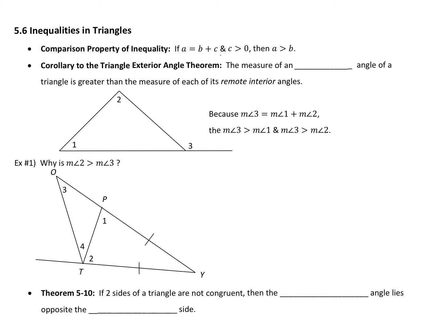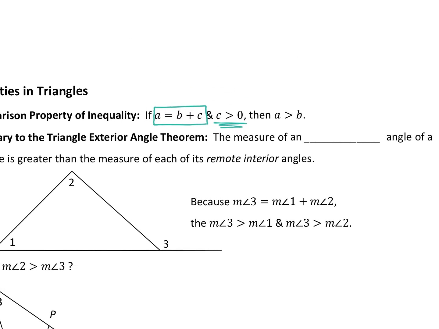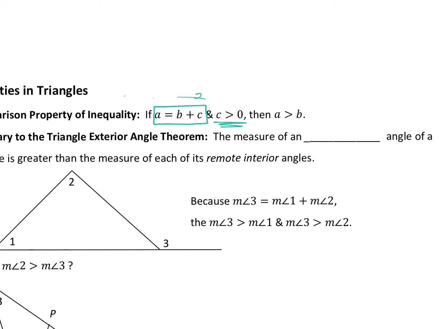If A is equal to B plus C, and C is greater than 0, meaning C is a positive number, okay? So, for instance, pretend that C is the number 2. If I say A equals B plus 2, which one of those numbers has to be the bigger number? Your A or your B? A would have to be bigger, right? If your C is a number greater than 0, you're adding something to B to make it equal A. So A is greater than B, okay?